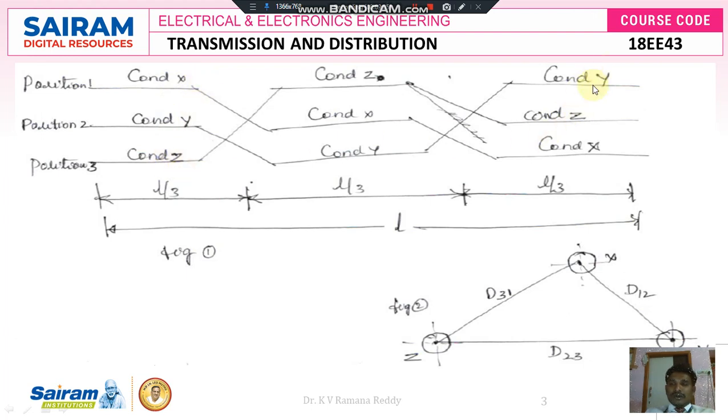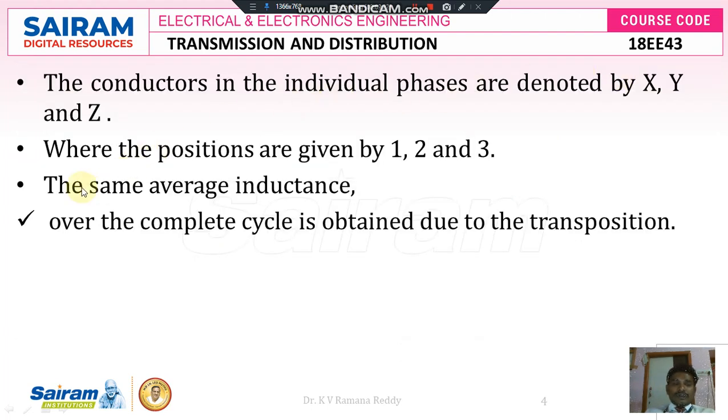If you see here, Y, Z, X is the order. Suppose if I take the conductor names as 1, 2, 3, that is conductor 1, 2, 3. Again, if you see here, 2, 3, 1 is the order finally what we got here. Therefore, the same average inductance over the complete cycle is obtained due to the transposition.